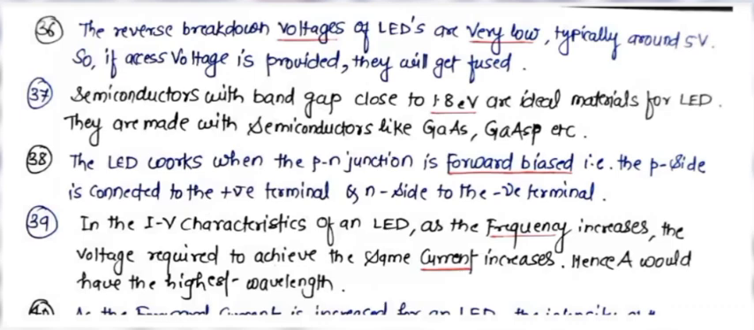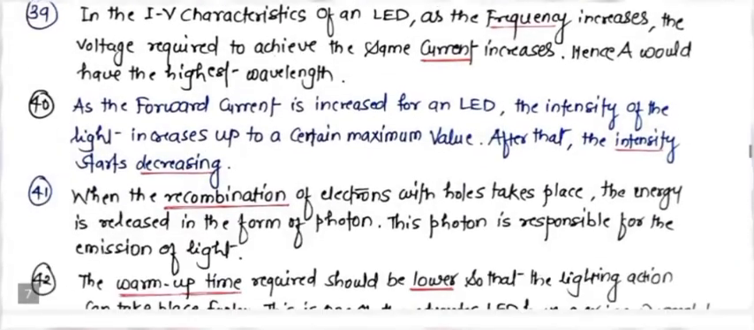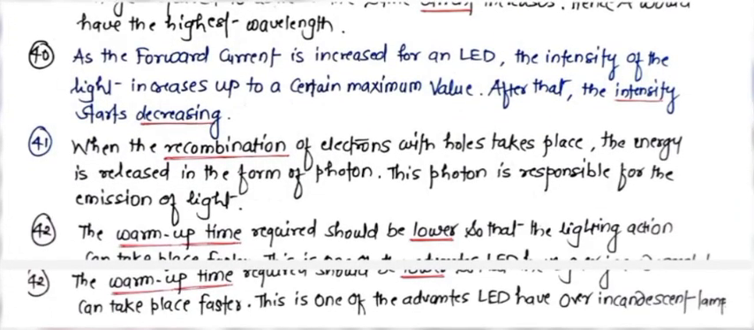In the current voltage characteristics of an LED, as the frequency increases, the voltage required to achieve the same current increases. Hence, A would be the highest wavelength. As the forward current is increased for an LED, the intensity of the light increases up to a certain maximum value. After that, intensity starts decreasing. When the recombination of electrons with holes takes place, the energy is released in the form of photon. This photon is responsible for the emission of light.